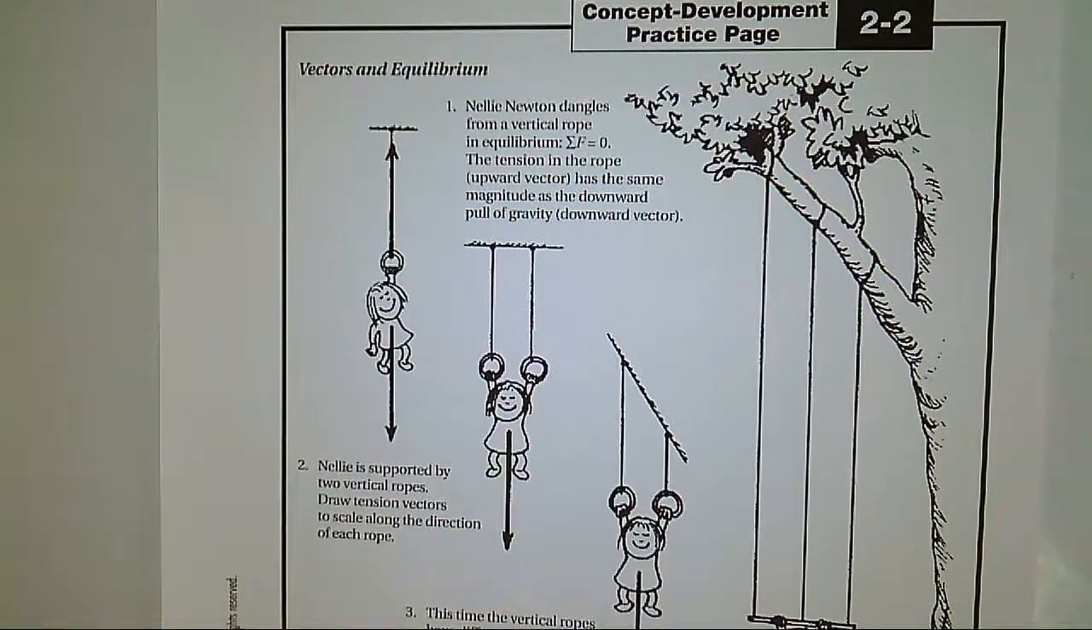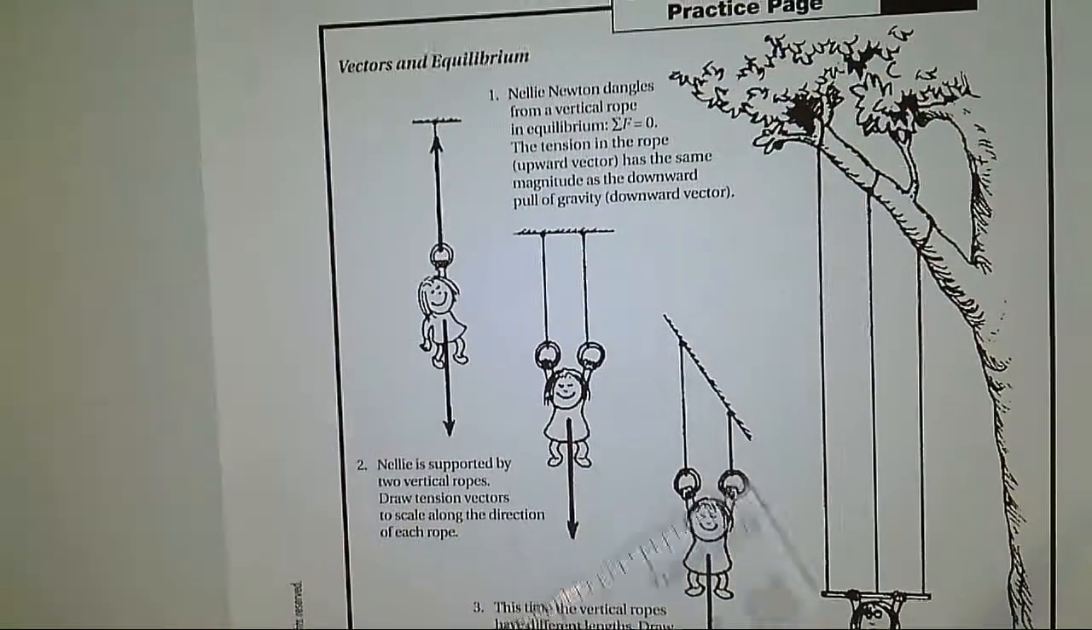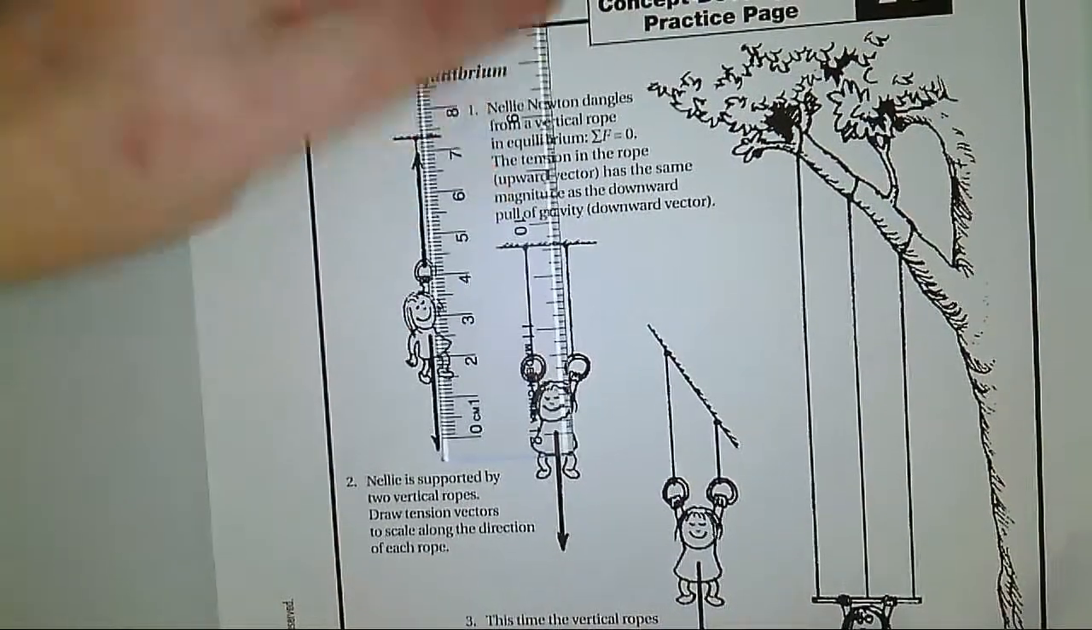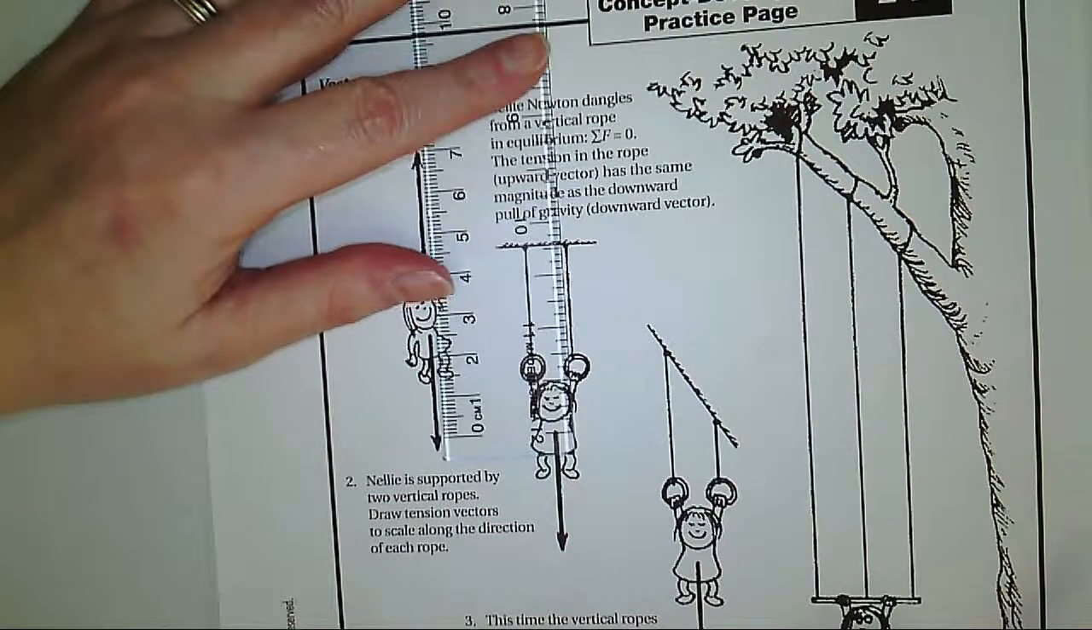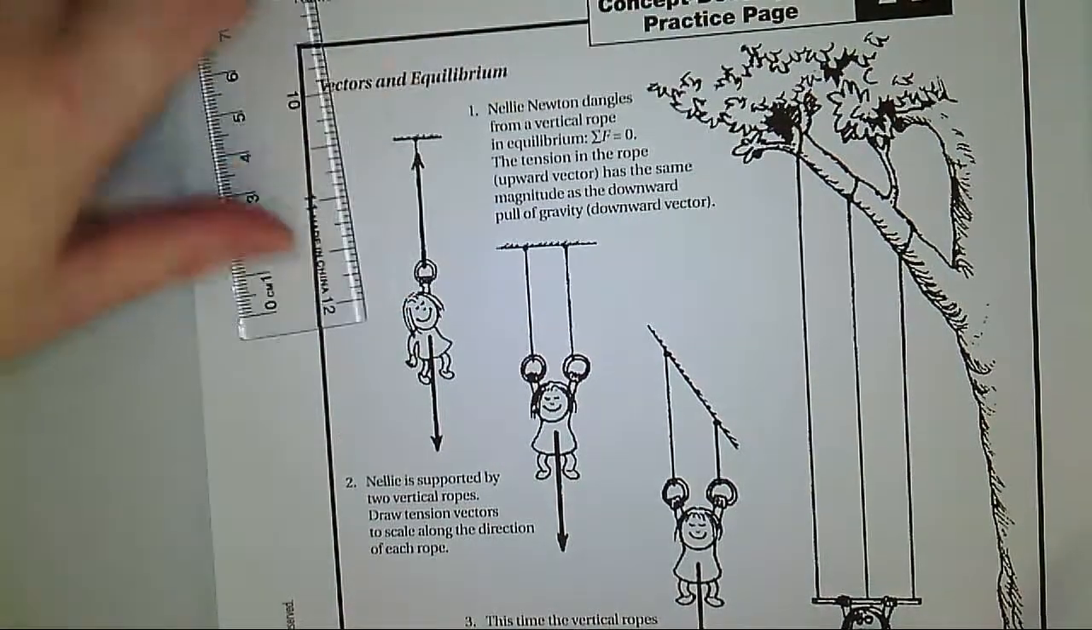So number 1, Nellie Newton dangles from a vertical rope in equilibrium. Therefore, the sum of the forces is equal to 0. The tension in the rope, the upward vector, has the same magnitude as the downward pull of gravity, the downward vector. I'm going to call this one 3 centimeters long, and this one is 3 centimeters long.